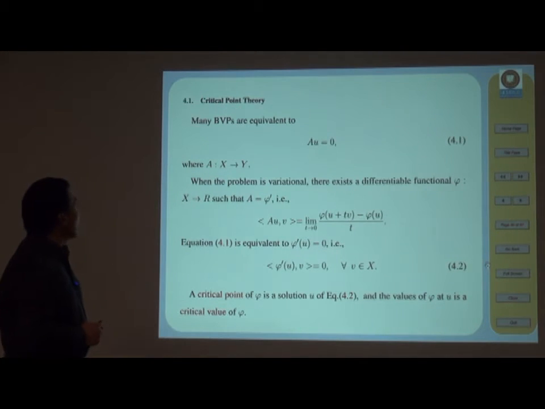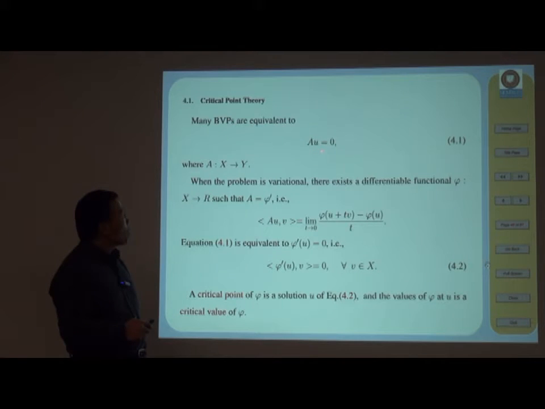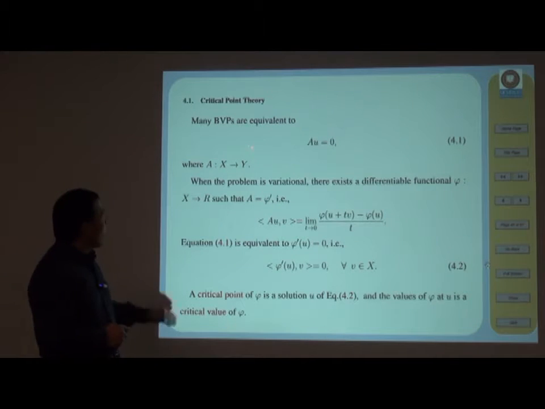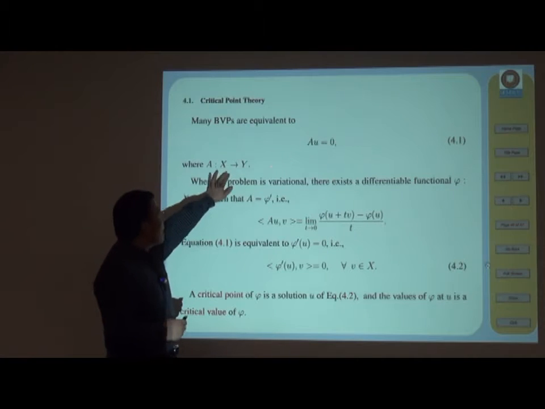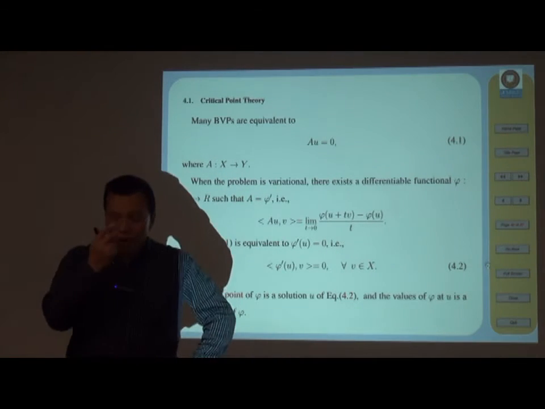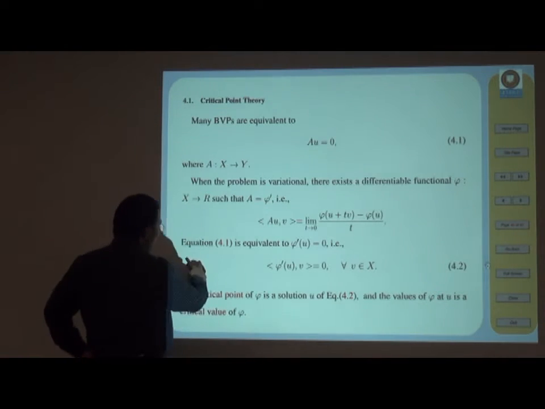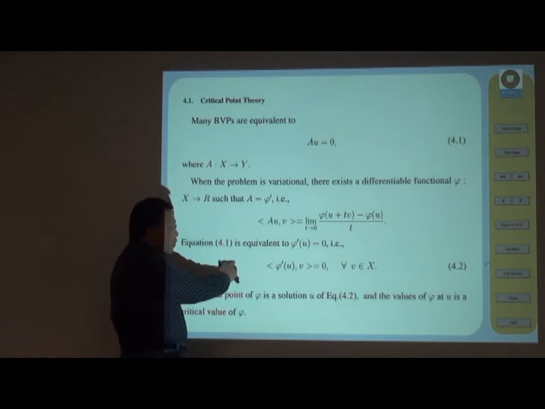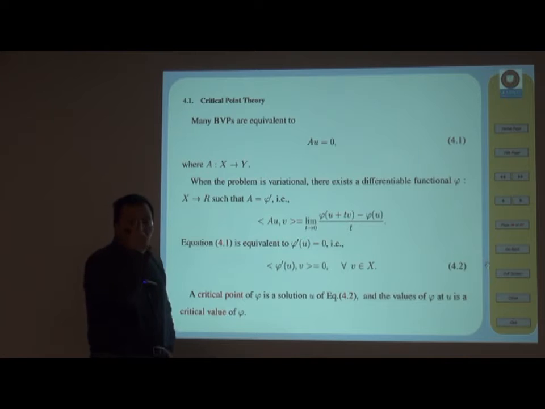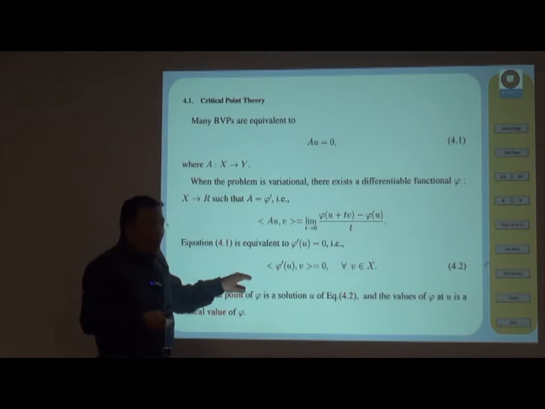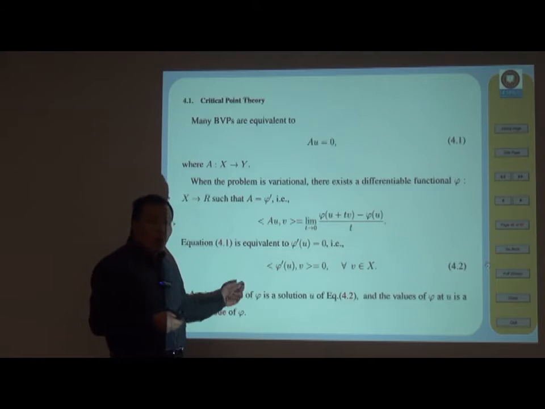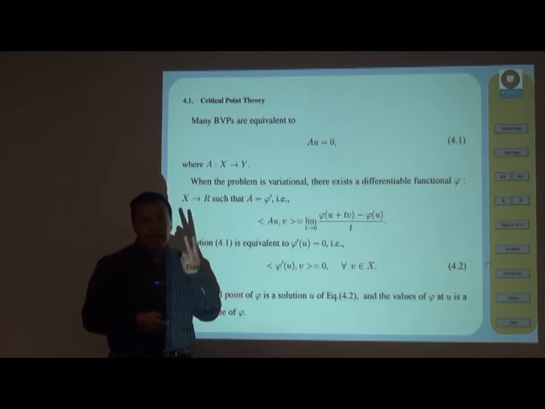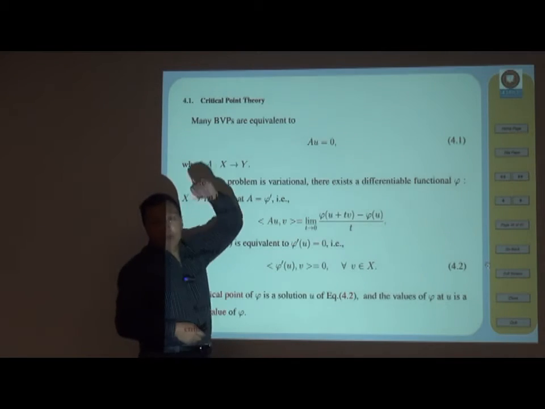Firstly, we consider the critical point theory. Many boundary value problems are equivalent to Au equal to 0, where A is a map from Banach space X to Banach space Y. For example, we consider u double prime plus f(t,u) equal to 0, with the boundary conditions u(0) equal to u(1) equal to 0. This is the boundary value problem.